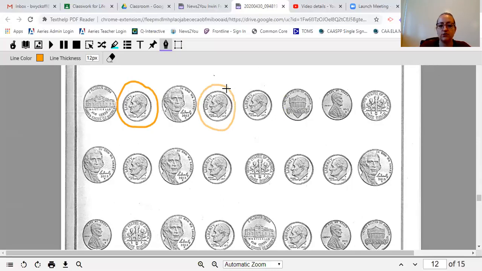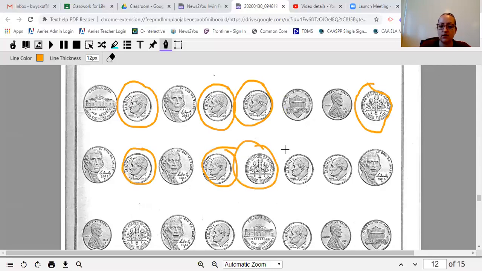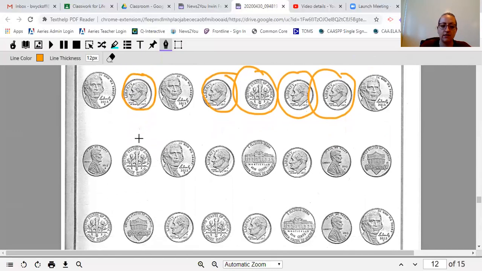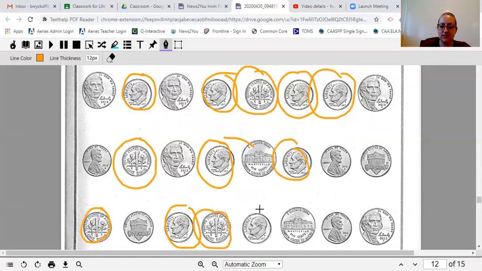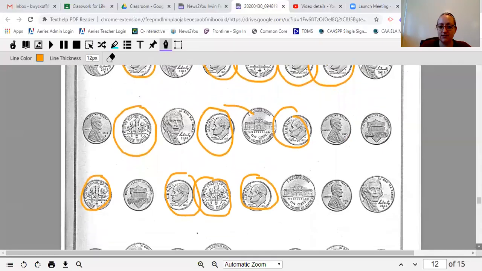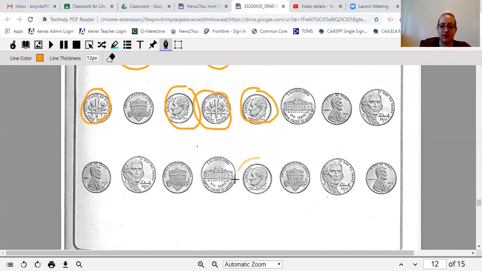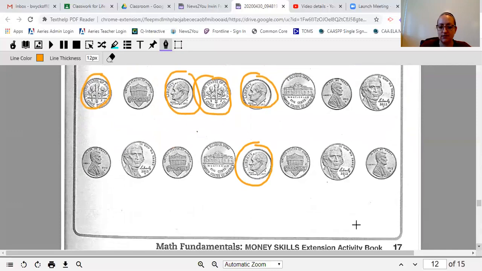We have 1, 2, 3, 4, 5, 6, 7, 8, 9, 10, 11, 12, 13, 14, 15, 16, 17. We had 17 dimes there.